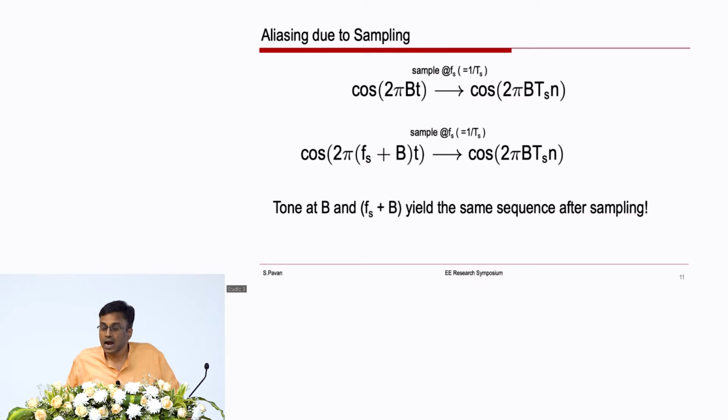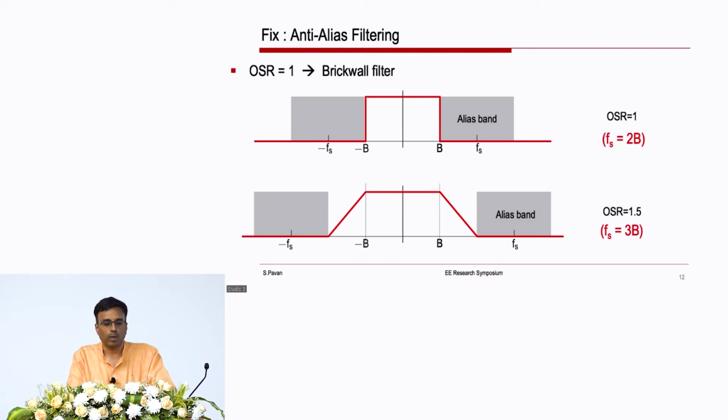So, a tone at B and a tone at Fs plus B yield the same sequence after sampling. So, looking at the samples, you are no longer able to figure out what the input to the A to D converter was, and this is the well known phenomenon of aliasing. So, therefore, what do you do to fix the problem?